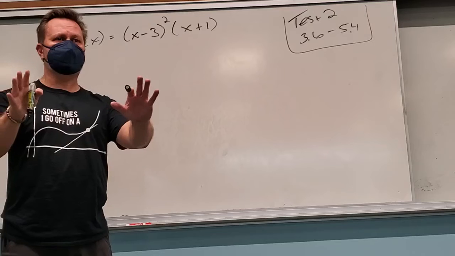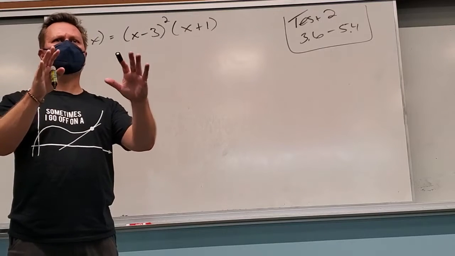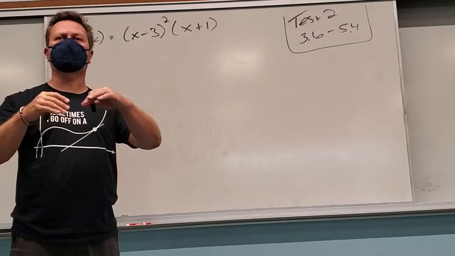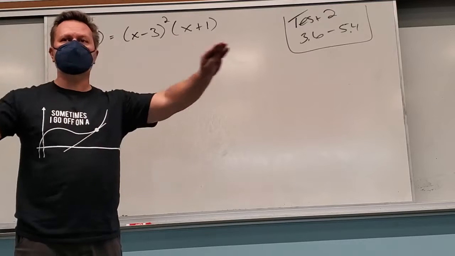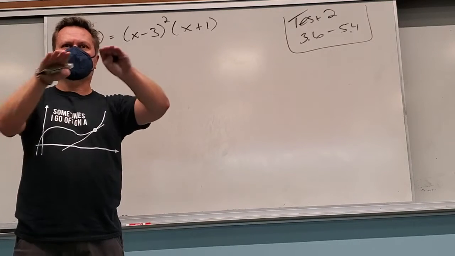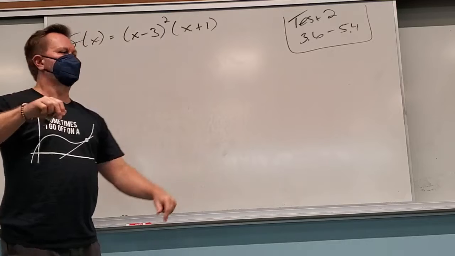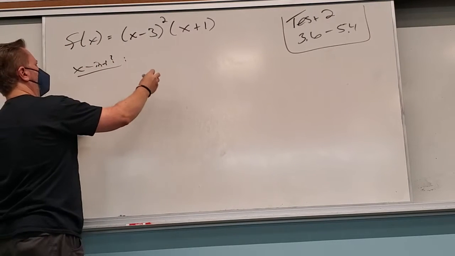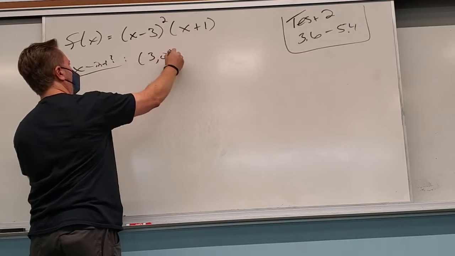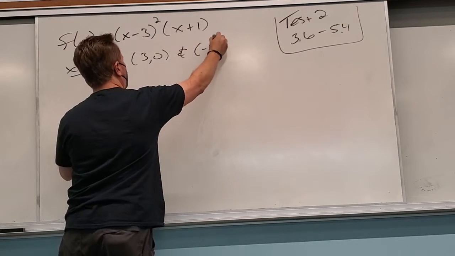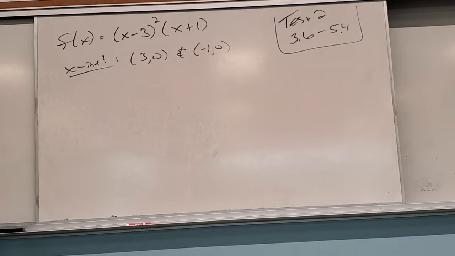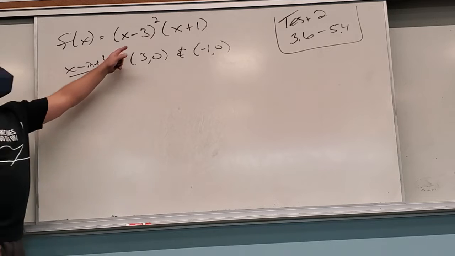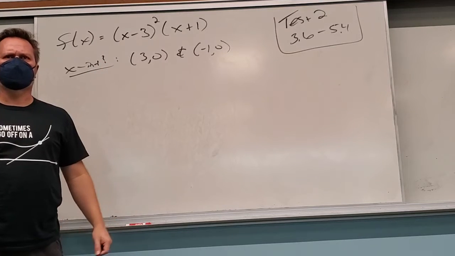x-axis, the x-intercepts, right? Because what are x-intercepts supposed to do? When you plug in the x value, it's supposed to make the function 0, right? X-intercept is where y equals 0. So what are my x-intercepts? 3, 0, and negative 1, 0, right? Is that cool? That's what makes each of those things 0. Are you guys cool with that? If I make one of these pieces 0, the whole thing's 0.